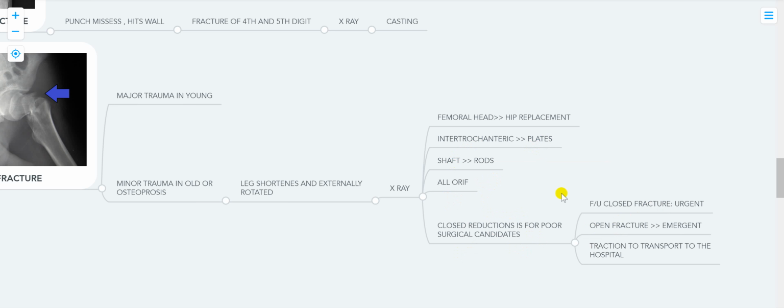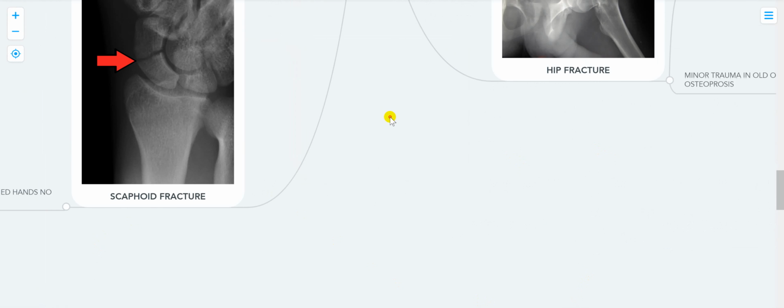Okay, you follow up. If it's a closed fracture, that's urgent. You've got to fix it urgently. If it's an open fracture, emergent fix. You can do traction till you transport to the hospital. Okay, so this is the hip fracture.